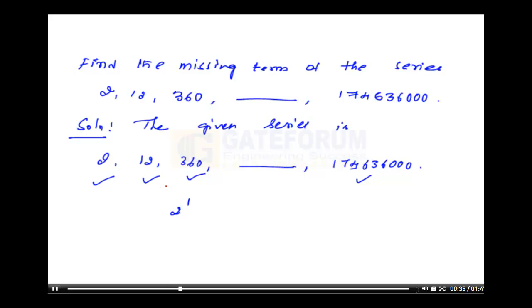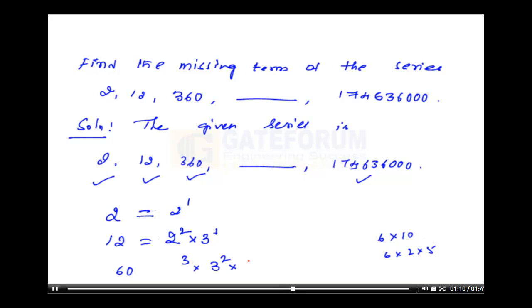Now, the next number is 12. As we have taken 2, write this 12 also in terms of prime factors, which is nothing but 2 square into 3. And similarly, we'll write this 3 as 3 power 1. Now, let us look into the next number, 360. Again, we'll write this 360 in terms of 2, 3 and 5. Now, 360 is nothing but 36 into 10. Then again, 10 is 2 into 5. And 36 is nothing but 4 into 9. So this can be written as 2 cube into 3 square into 5 power 1.